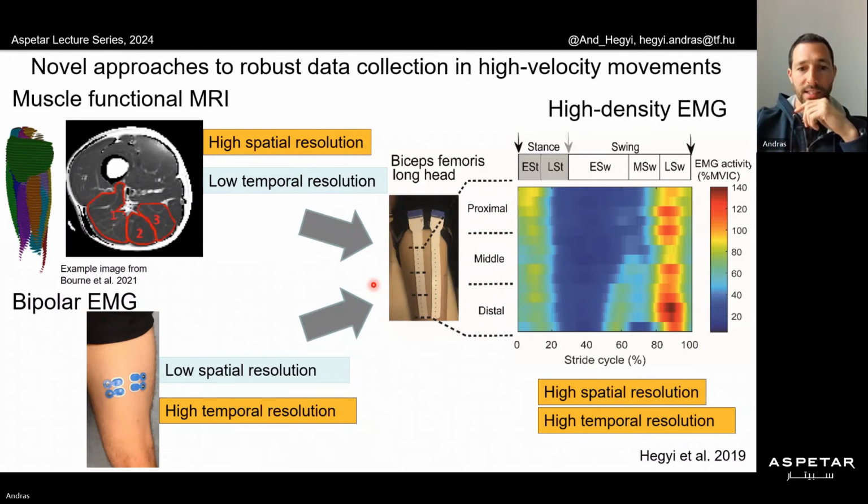And the interesting thing is that we have a method where we can actually combine the advantages of these two methods. This is called high density EMG, and this is what we started to use in running. And this time we did this study on a treadmill, and we can see here that the activation is in the late swing phase, and in this example we have the highest activation in the distal region of the muscle, for example.